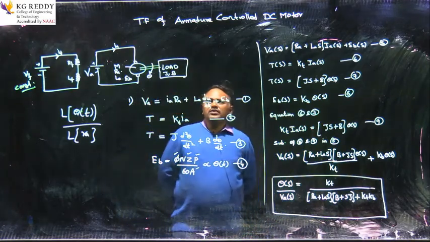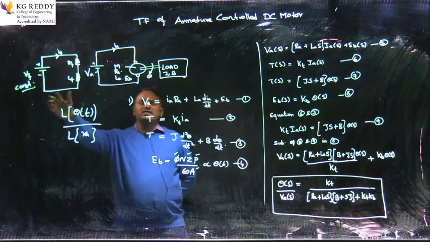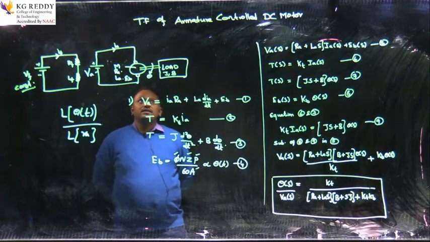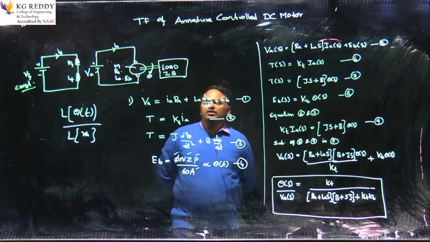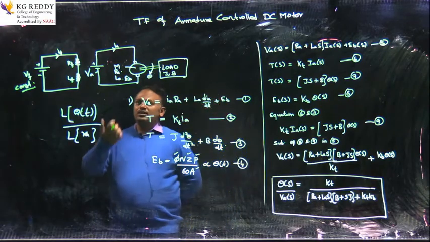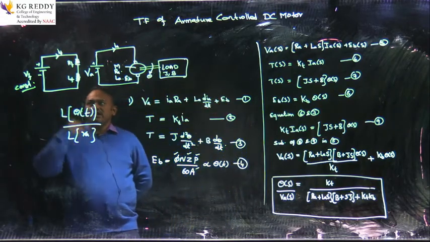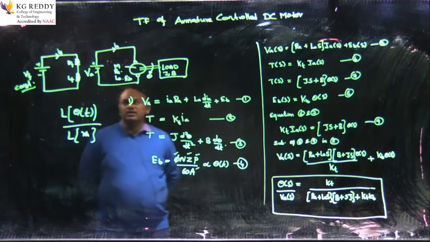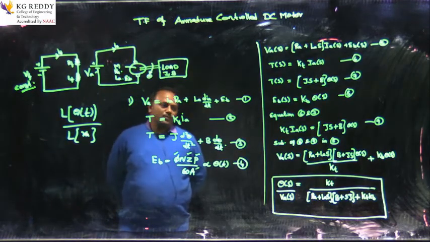This is the situation where the field is kept constant. The other method of controlling the speed of the motor is by keeping the armature voltage constant and varying the field voltage.